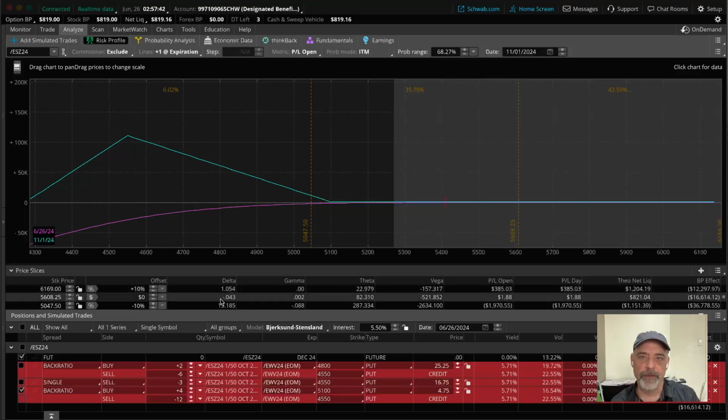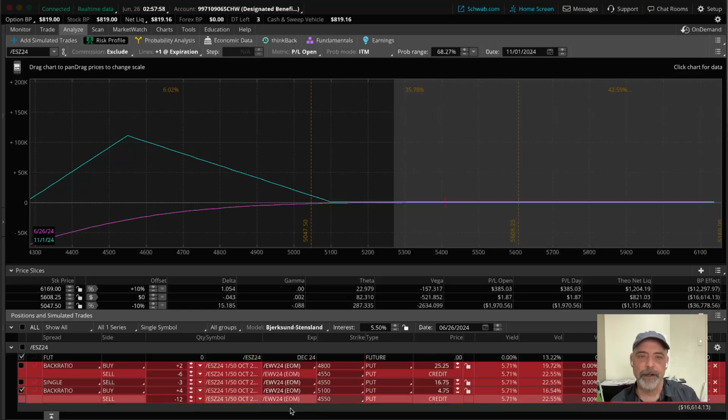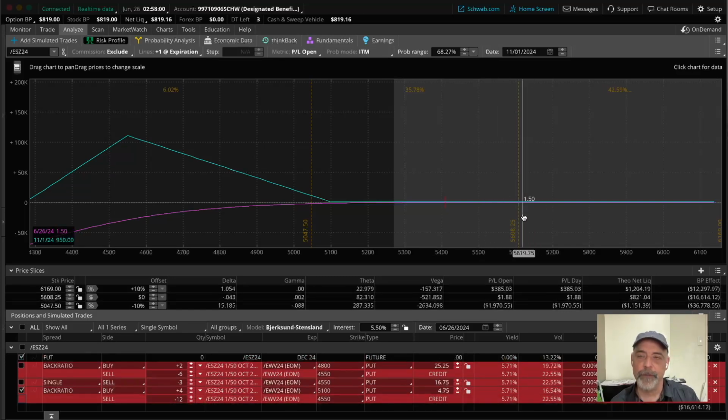But what's going to happen, the delta is basically zero, right? And look at our gamma. I mean, it's positive or zero. There is no gamma in this trade. And that's great, right? Gamma is terrible. So this looks really good. We're trading even more contracts here to have this position on, though.